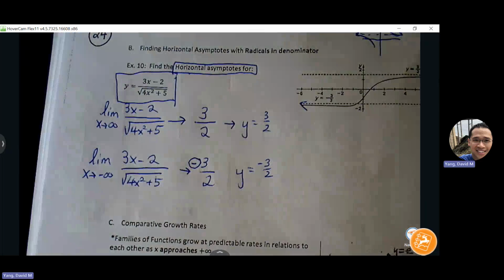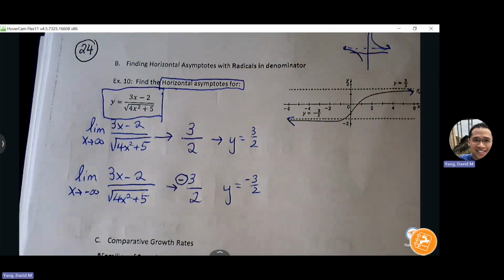Okay, so that's the only example that I want to go over. You're going to see it in your homework, and we're going to go over it in our test review. But any questions about that?